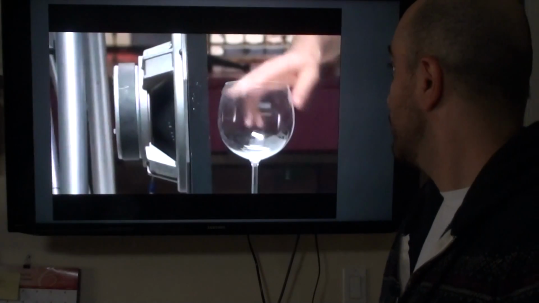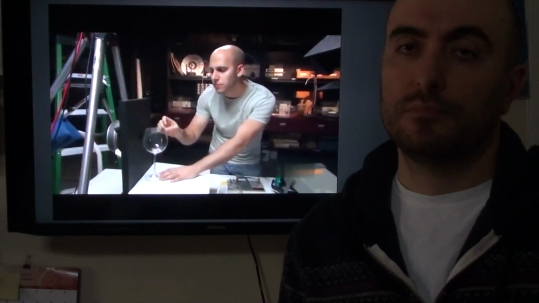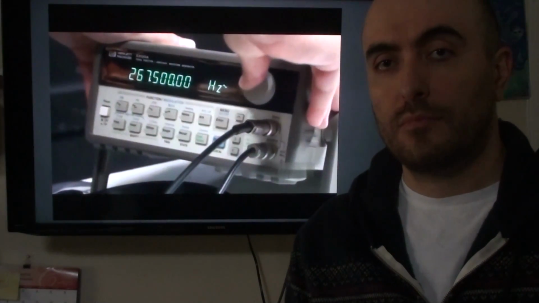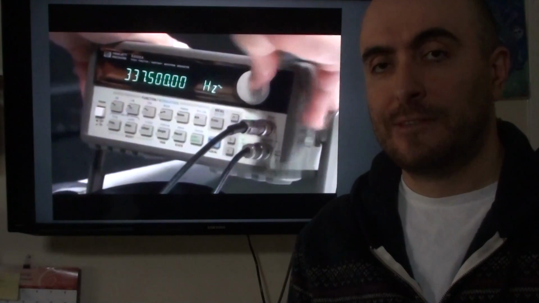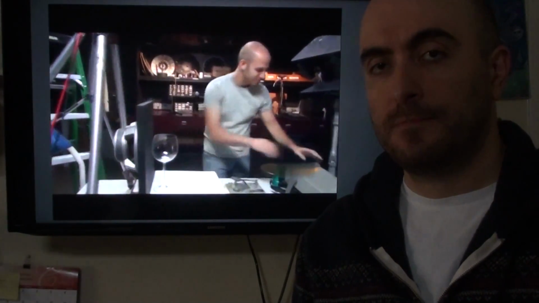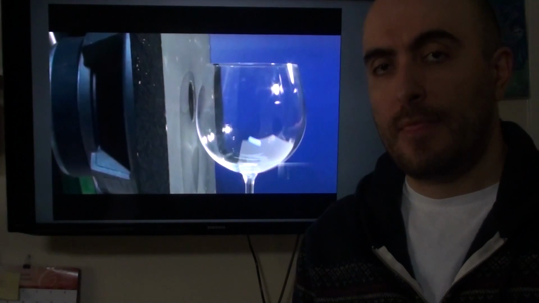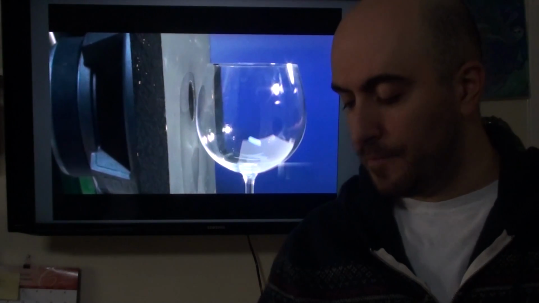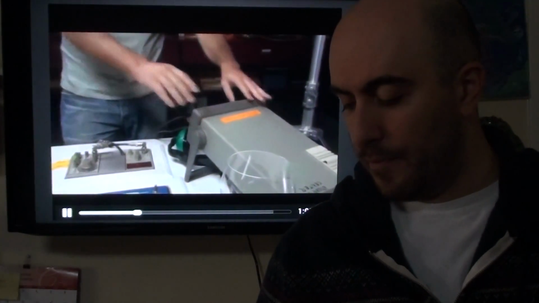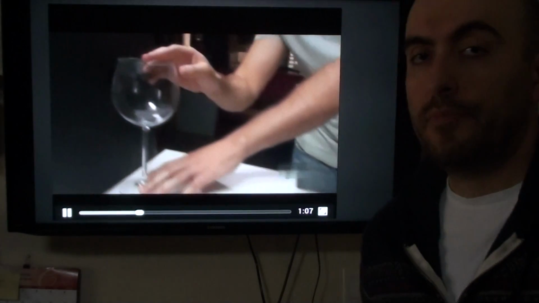Instead of singing, I'm going to use a speaker and a tone generator. I have to find the natural vibrating frequency of the glass. I have to match this tone. That's it. This is the exact tone to make this particular glass vibrate. When the tone is loud enough, the glass will shatter.